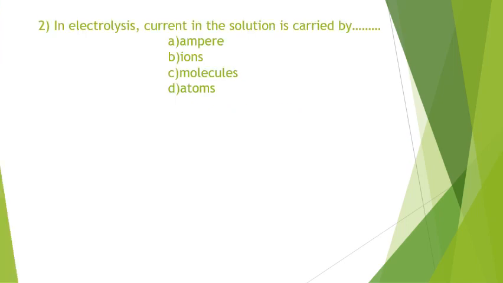MCQ number 2. In electrolysis, current in the solution is carried by: option A, ampere; option B, ions; option C, molecules; option D, atoms. And our correct answer is option B, ions.